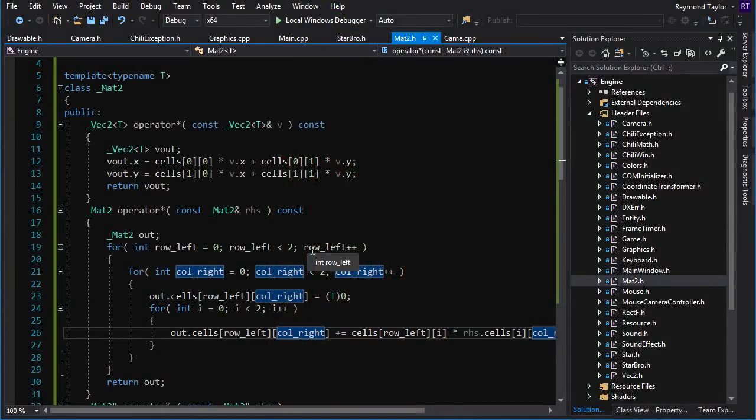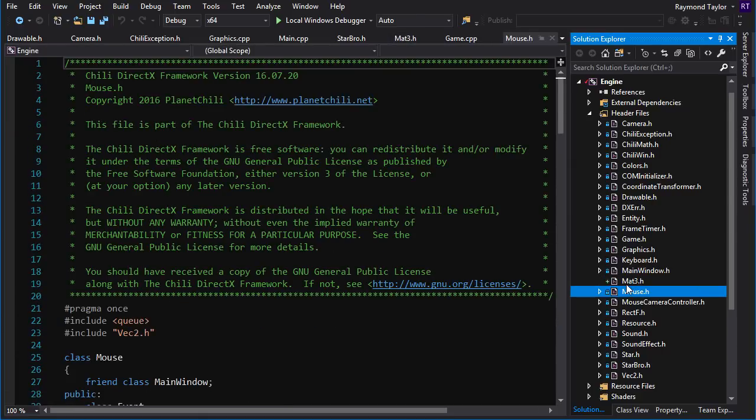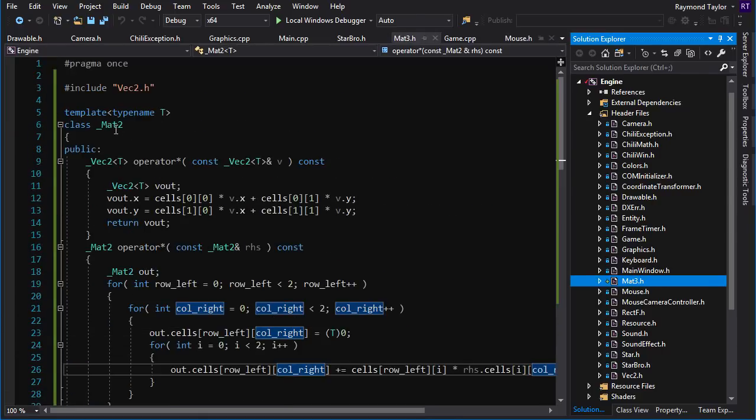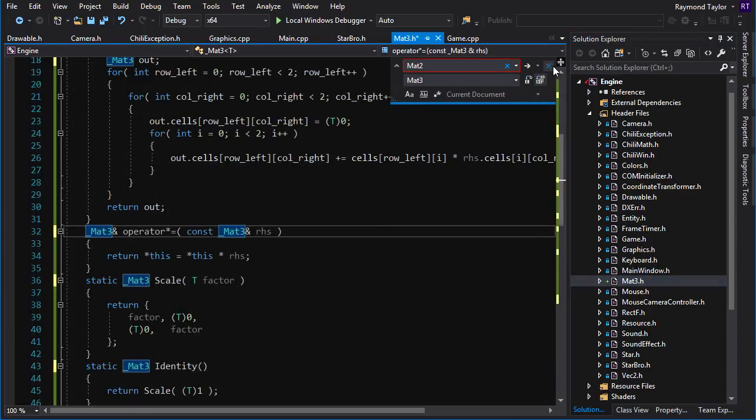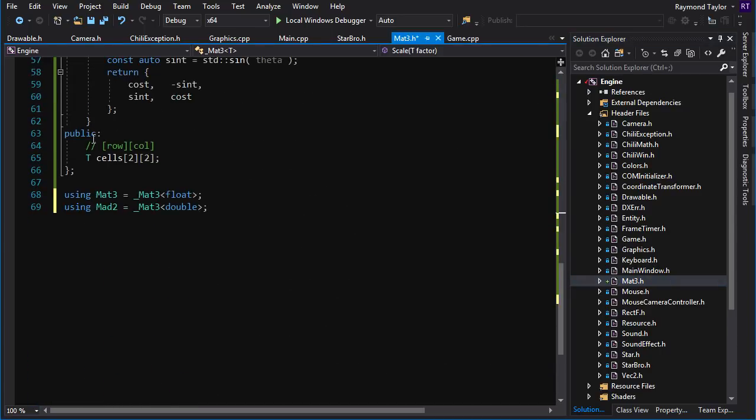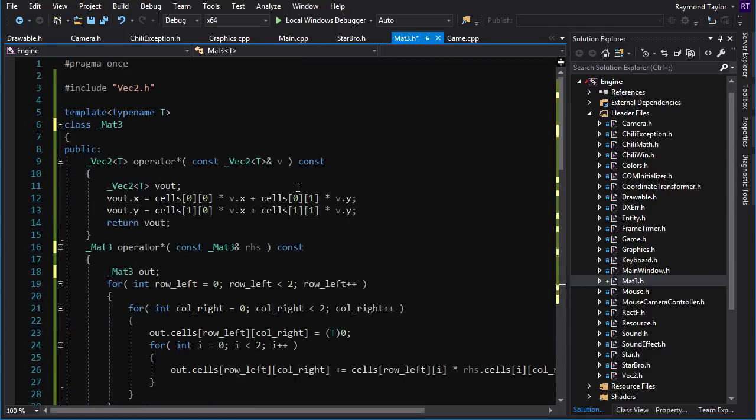Now let's do this stuff up in code, shall we? First thing we need to do is we need to convert this mate2 into a mate3. So I'm going to rename this here, and we're going to rename all the stuff in here, so give me a second. So mate2 becomes mate3 with a little find and replace, and here now cells are going to be 3 by 3. Fair enough.